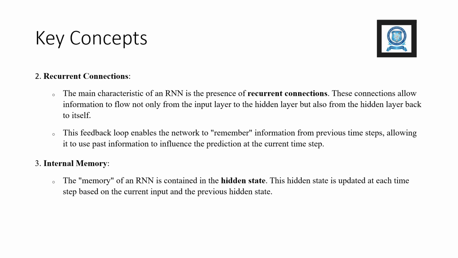Number two, recurrent connections. The main characteristic of RNN is the presence of recurrent connections. These connections allow information to flow not only from the input layer to the hidden layer, but also from the hidden layer back to itself. This feedback loop enables the network to remember information from previous time steps, allowing it to use past information to influence the prediction at the current time step.